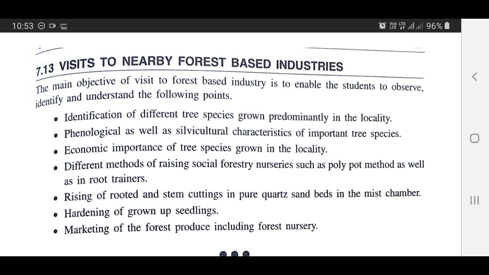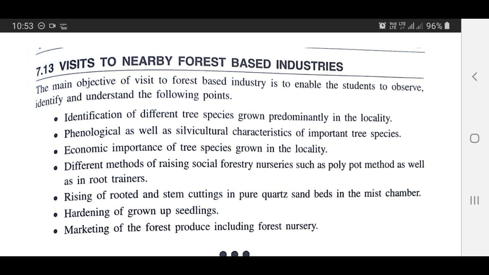In this point, students should be aware of which type of forest species is grown in the locality, their importance and their purpose. Second is phenological as well as silvicultural characteristics of important tree species. The tree species which are grown in their locality, their phenology, their silvicultural characteristics should also be studied along with their other importance.